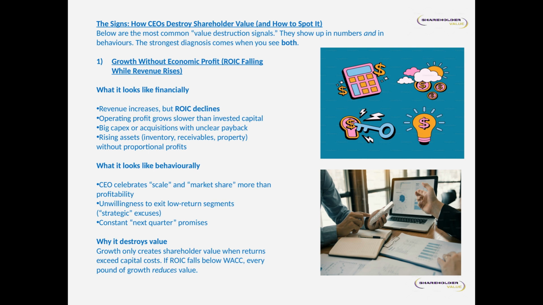On the behavioral side, CEOs may focus more on talking about scale and market share rather than actual profitability. They might resist exiting low return segments, often giving strategic reasons that don't hold up, and make repeated promises about next quarter's performance. This approach damages value because growth only benefits shareholders if the return on capital exceeds the cost of that capital. If returns fall below the weighted average cost of capital, then every unit of growth actually destroys shareholder value rather than creating it.